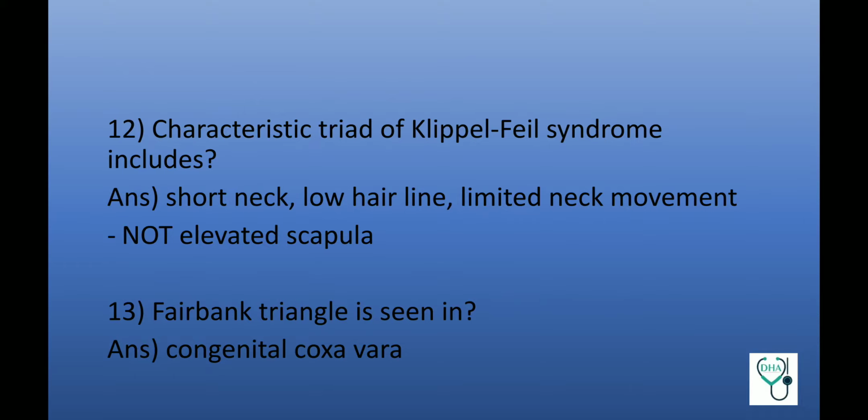Characteristic triad of Klippel-Feil syndrome includes short neck, low hairline, and limited neck movement. These 3 points are included in the characteristic triad of Klippel-Feil syndrome. Another symptom of Klippel-Feil syndrome is elevated scapula, but that is not included in the triad. Fairbank triangle is seen in congenital coxa vara.